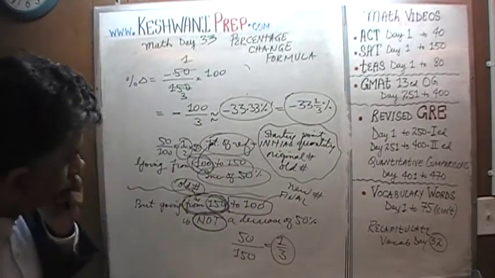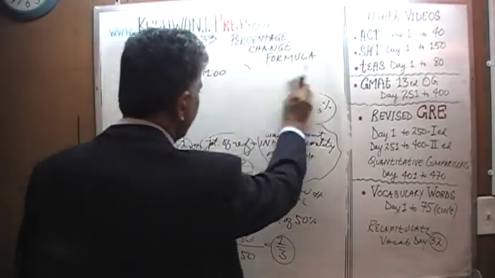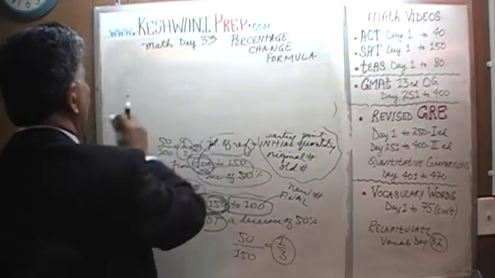Let's do one more, shall we? Let's do one more problem, and this time I won't explain so much. I won't explain it to this much detail. We're just going to do it. Let's do one other one.